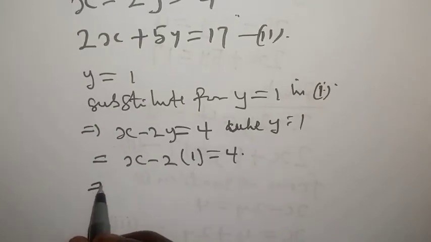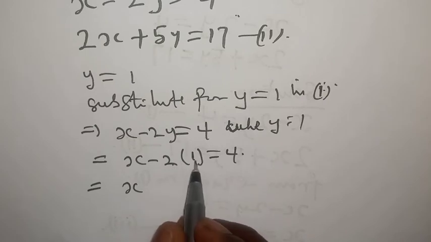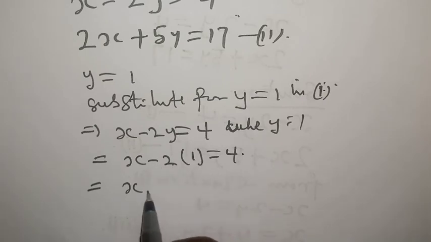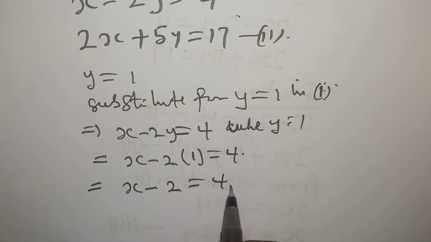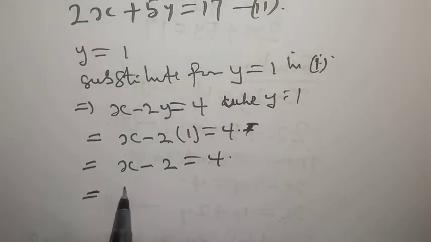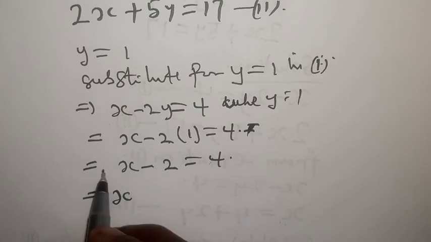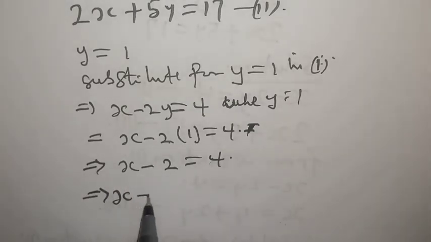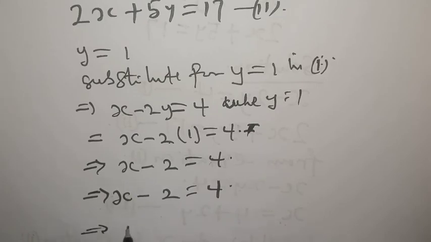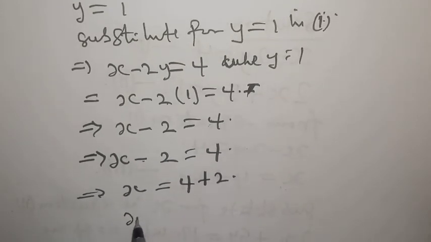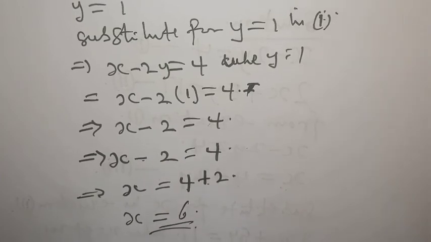Now this implies that we have x, let's open the bracket, x minus 2 times 1 is minus 2, is equal to 4. This implies that we have x minus 2 is equal to 4. Then this implies that x will be equal to 4. When this minus 2 crosses to the other side, it will become plus 2. Then this implies that x will be equal to 4 plus 2, 6. Our value of x is equal to 6.